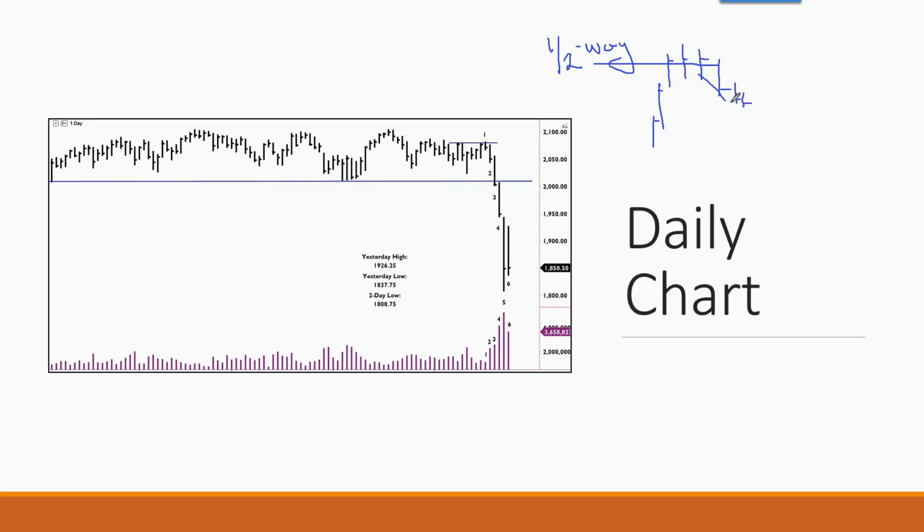So that's where we look as we come back into, and of course there would be volume on this, right, coming up. And ideally there would be low volume over here. This is where we look to make that play.